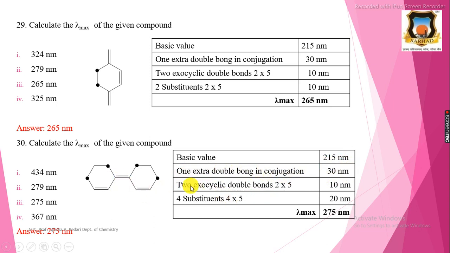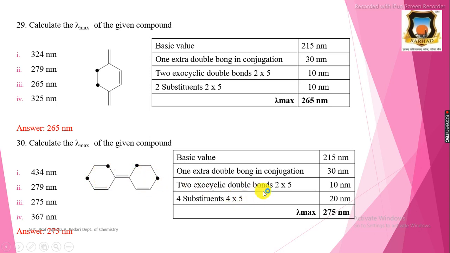Then there are two exocyclic double bonds. This is a diene and this is one extra double bond in conjugation. This one double bond is exocyclic to both rings. Therefore, there are two exocyclic double bonds, 2 multiplied by 5, 10 nanometer. Then there are 4 substituents. Suppose we start from this carbon, then here one substituent, here no. Here again one substituent. Then here one substituent. Again no substituents. Again here one substituent. Therefore, total 4 substituents are there.